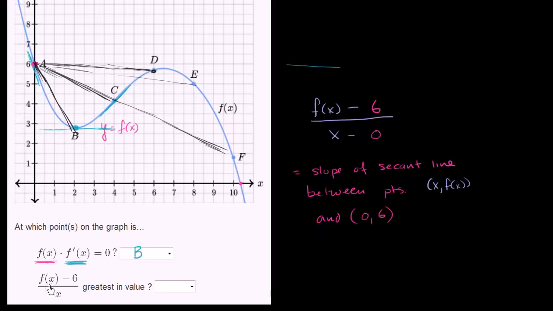So when is this greatest in value? Well, when we're looking at point D. At point D, x is equal to 6, and it looks like f of x is like 5.5 or something. So this will turn into f of 6, which is 5.5, or maybe it's even less than that, 5 1/3 or something, minus 6 over 6 minus 0. That's how we'll maximize this value. This is the least negative slope of the secant line.